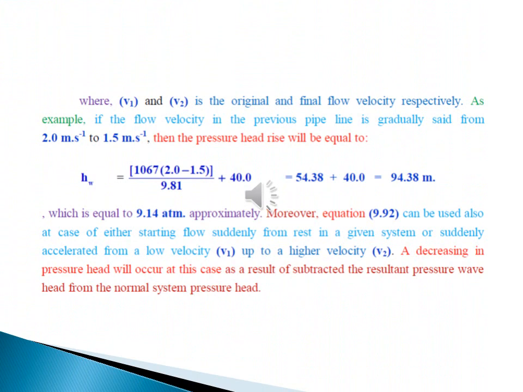My dear, if the flow velocity in the previous pipeline is gradually reduced from 2 meters per second to 1.5 meters per second, then the pressure head rise will be calculated mathematically as shown in front of you.